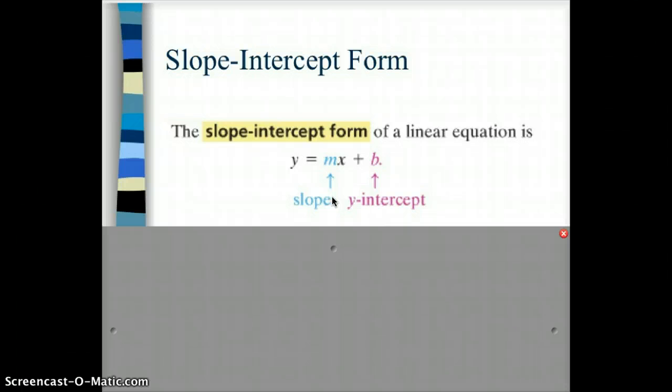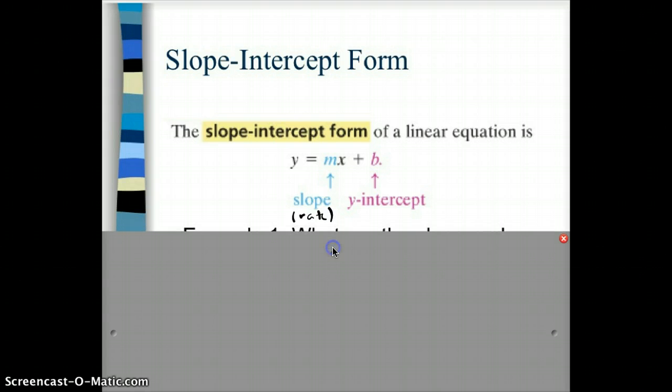M always stands for the slope, also known as the rate of change. And the b value is always the y-intercept or the start value of your equation.